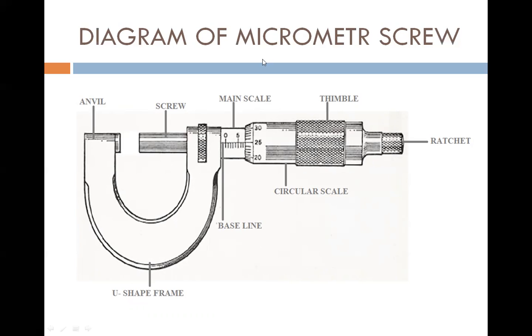Here you are placing the object. The object whose measurement is to be taken, we place between the anvil and the screw. Same as vernier calipers, here there is a main scale which is calibrated in mm.